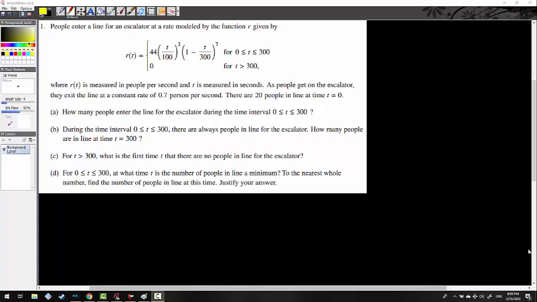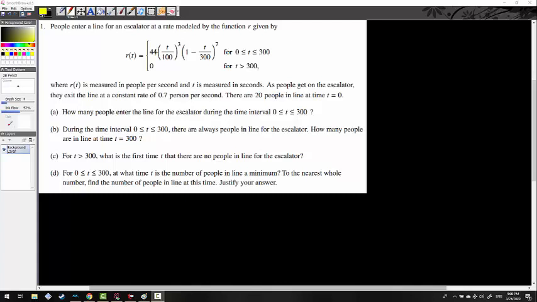It is your classic inflow-outflow calculator problem where people are entering into an escalator at a rate modeled by this piecewise function, this nasty thing from 0 to 300, and then people stop entering the line for the escalator after 300. R of t is measured in people per second, and t is measured in seconds. As people get on the escalator, people exit the escalator at a rate of 0.7 persons per second, and there are 20 people in line at time equals 0.